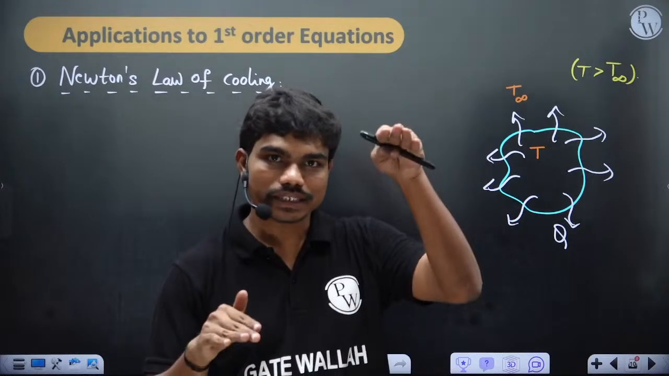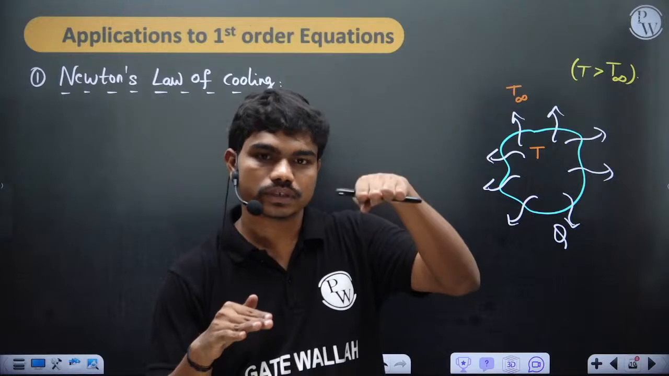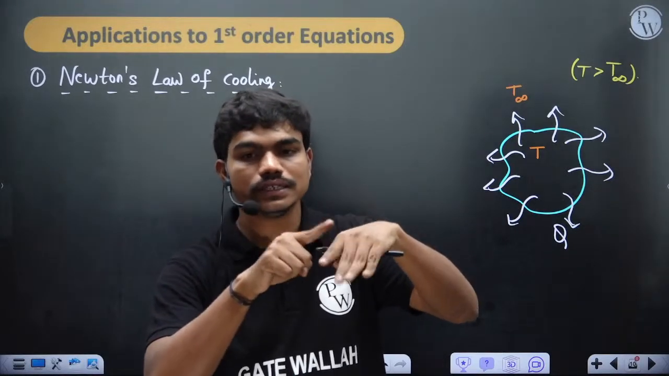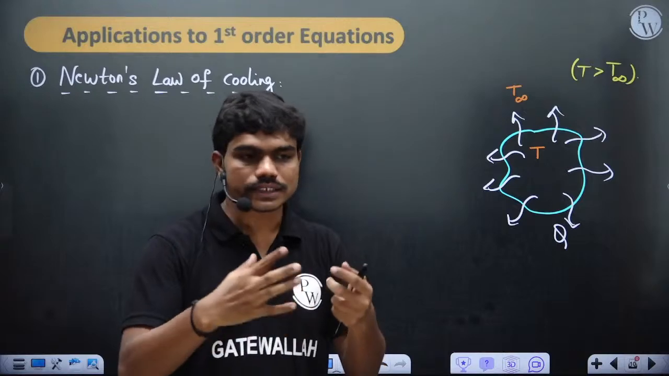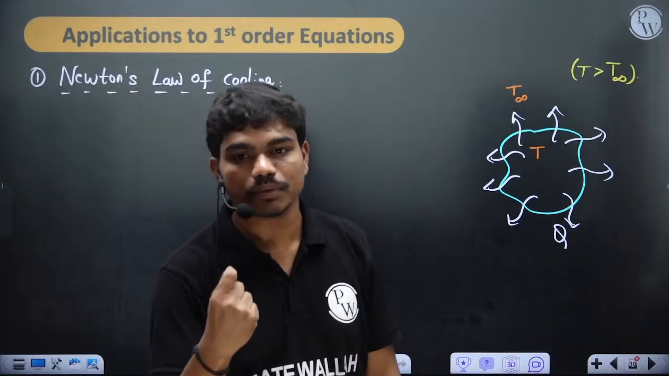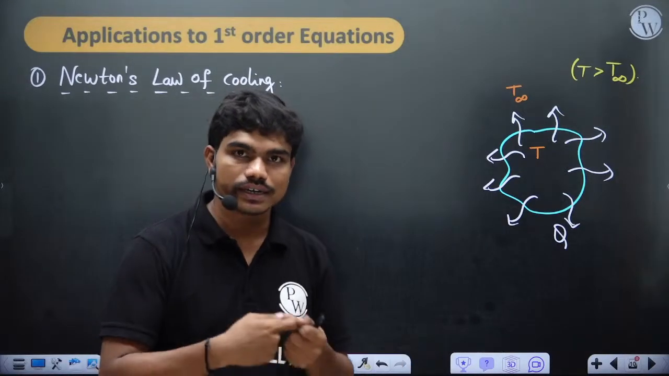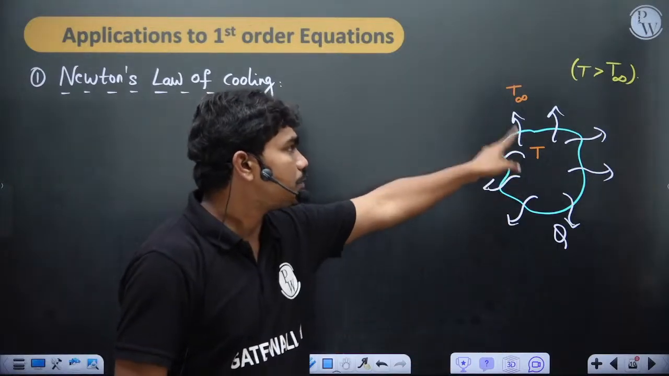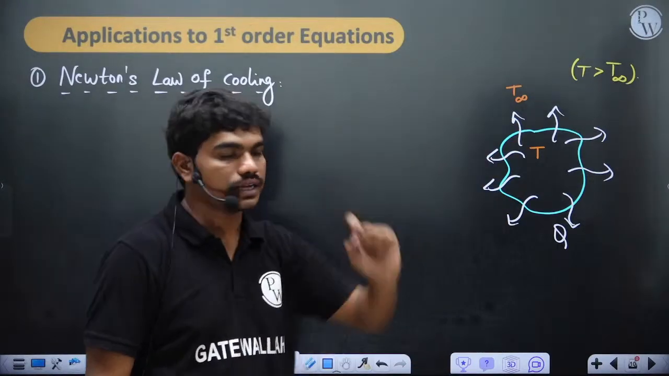But let's say something is at low temperature, just 2-3 degrees more than the room temperature. If you keep your finger there, it takes considerably more time for your finger to get heated up, because the amount of heat that gets transferred takes time. It is time dependent, and it depends on the difference between T and T infinity.